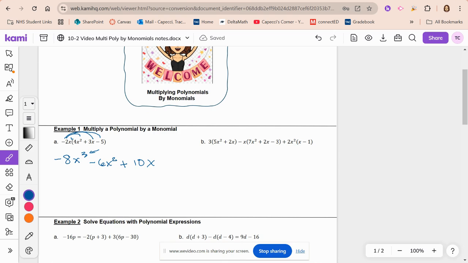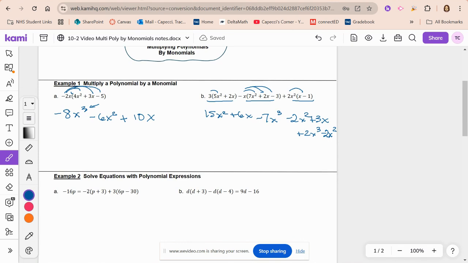All right, let's look at the next one. I have a couple things going on here. I have to distribute a few times, and then I'm going to combine my like terms. So 3 times 5x squared gives me 15x squared plus 6x. Now I'm going to distribute that negative x through, and I have negative 7x to the third minus 2x squared plus 3x. And then lastly, I have plus 2x to the third minus 2x squared.